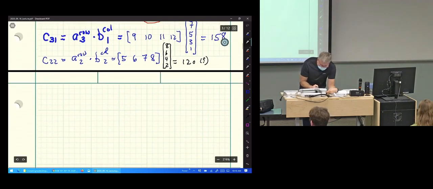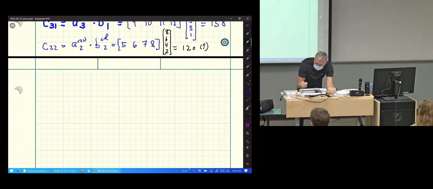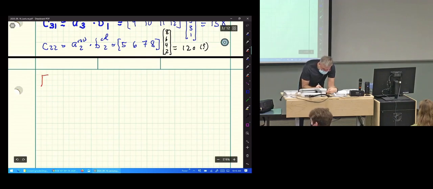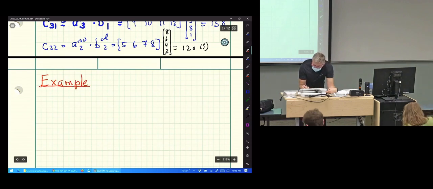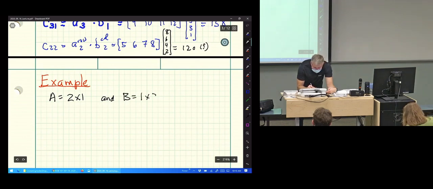So now let's do another example, which is kind of a weird one, but it's going to lead us into something interesting. Okay, I'm going to do A is 2 by 1, and B equals 1 by 3.